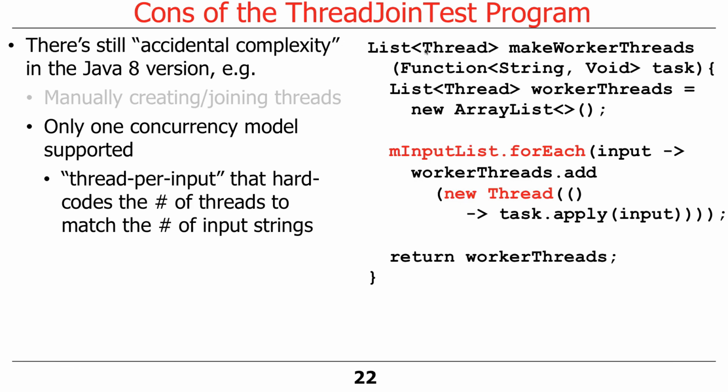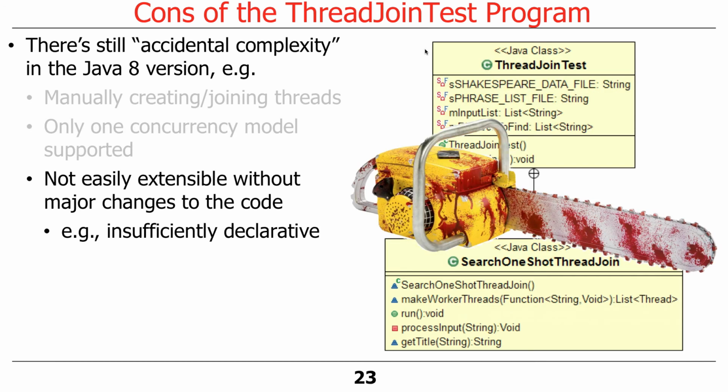A deeper problem, more of a design problem, is that because of the way we wrote this, we've hard-coded the concurrency model. There's only one concurrency model, and that is thread per input. So the number of threads is a function of the number of input strings, which might or might not be good. Maybe it works well, maybe it doesn't, but it's hard-coded. So if you want to modify the concurrency model, for example, you've got to get in there with your chainsaw or your X-Acto knife or your jackhammer and make a lot of modifications to the code.